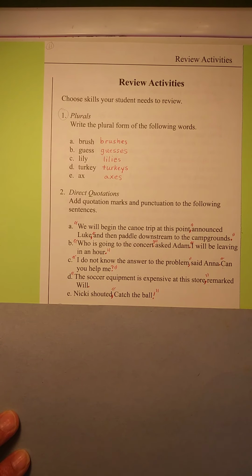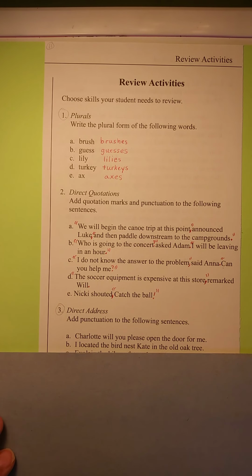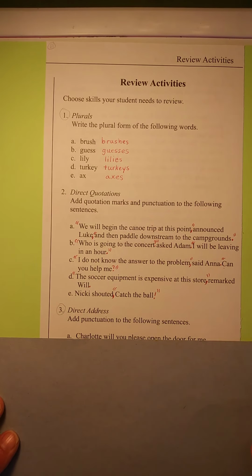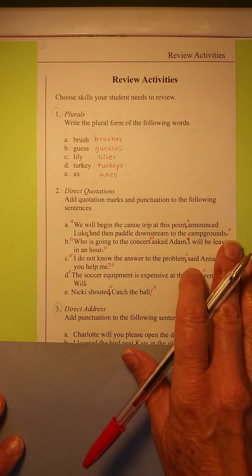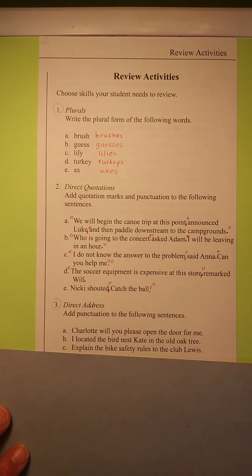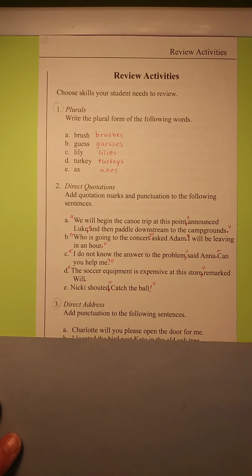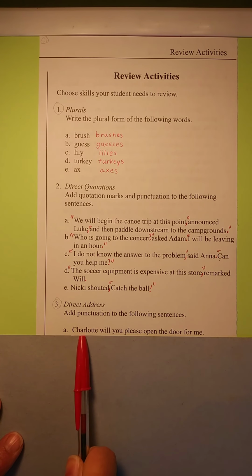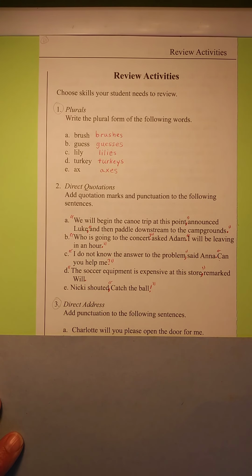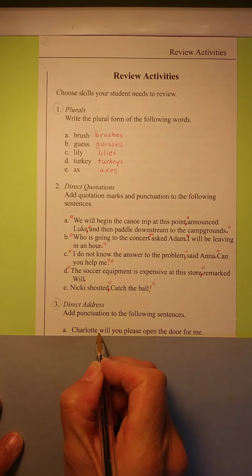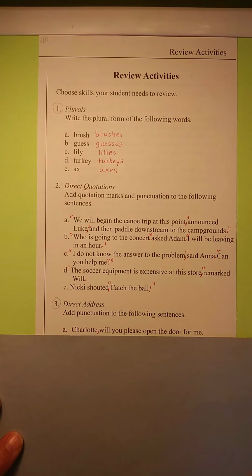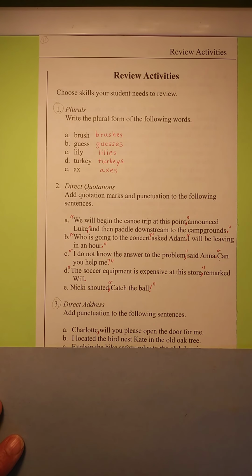All right, those are quotation marks. Now direct address. We're going to add punctuation to the following sentences. Now remember, when you have a direct address, when you're talking about someone or to someone in your writing, you need to put commas to set off the noun of direct address from the rest of the sentence. Okay, so this time it says, "Charlotte, will you please open the door for me?" So we're speaking to Charlotte, whoever is saying this, so we're going to put a comma after Charlotte's name.